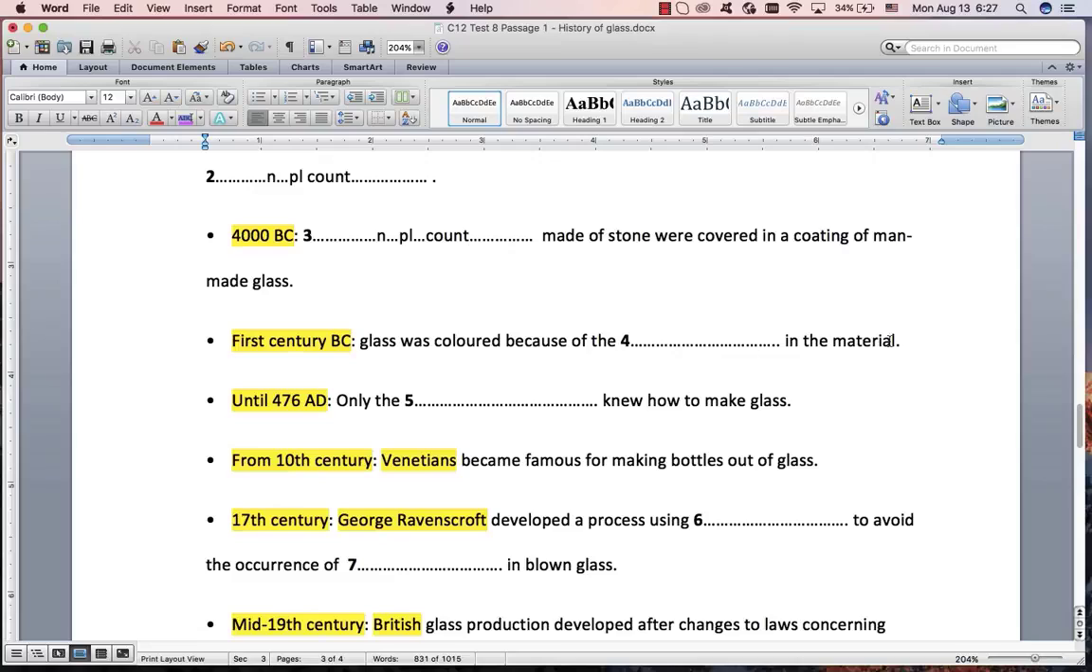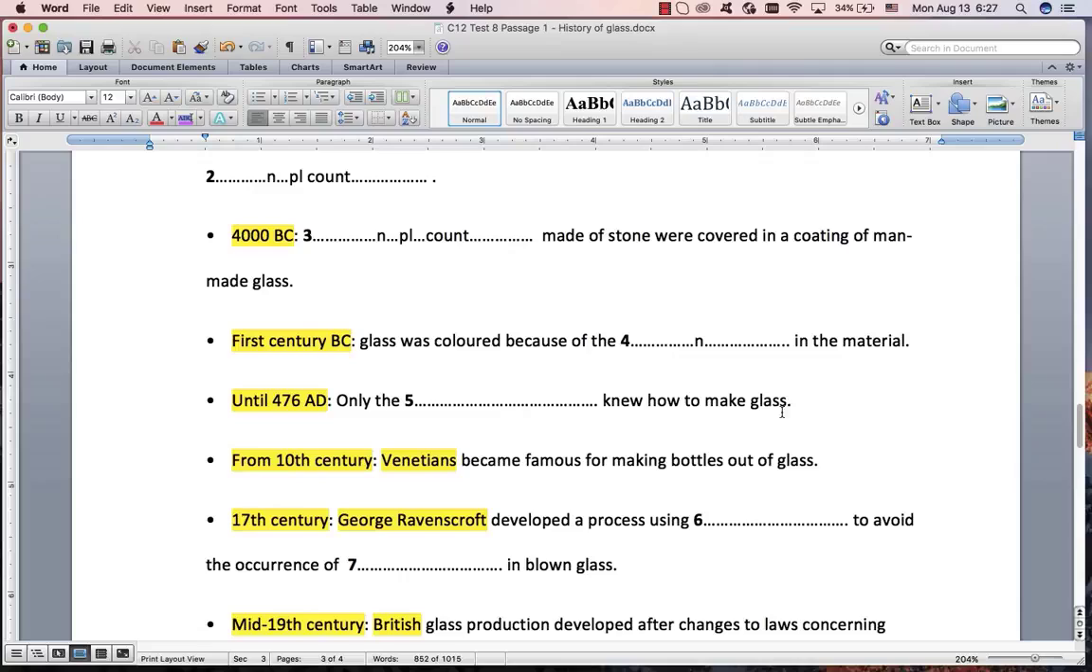Colored because of the something in the material. This can be anything. It can be plural or singular, countable or uncountable. The word the doesn't help us. An would help us, but the doesn't. So we just know that it's a noun.